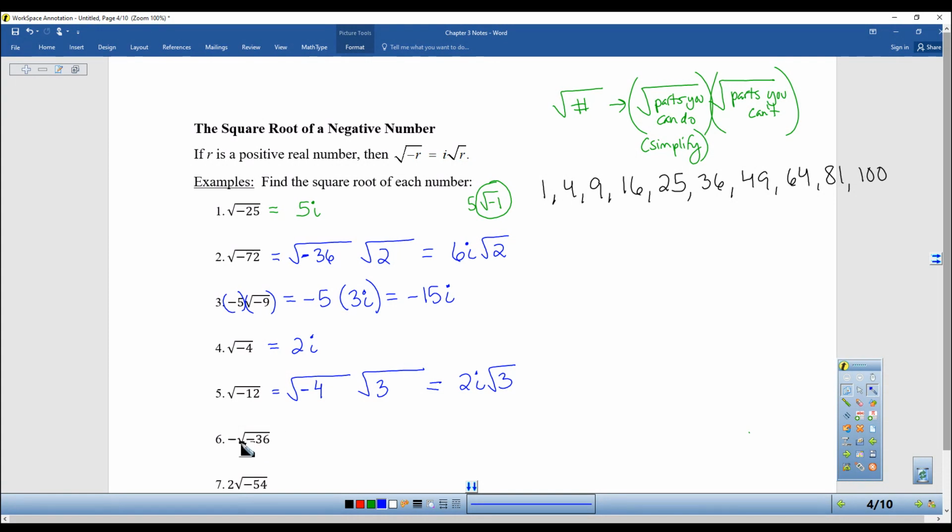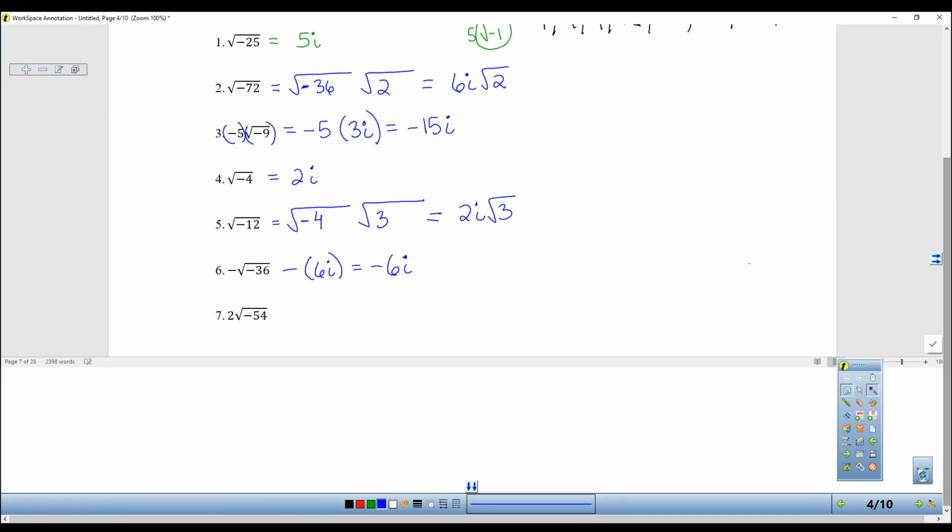Now this negative and this negative, they do not combine. The one under the radical becomes 6i. So this final answer is negative 6i. Be careful not to say a negative times a negative makes a positive, as tempting as it is.